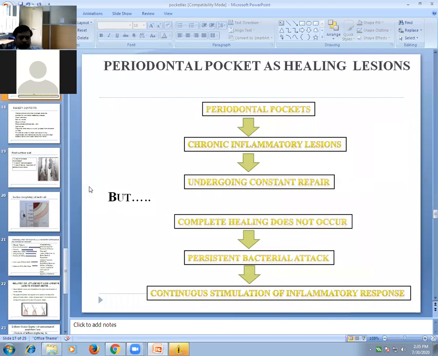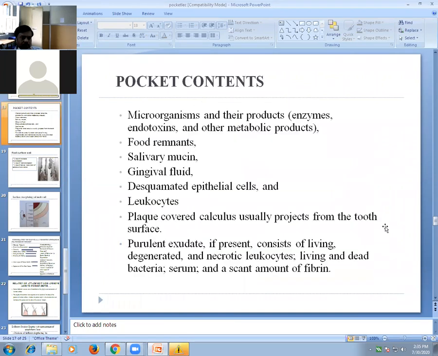So why do we call the periodontal pocket a healing lesion? Because periodontal pockets are chronic inflammatory lesions, they undergo constant repair. So complete healing does not occur. There will be persistent bacterial attack and continuous stimulation of the inflammatory response. Again healing and again inflammatory response. So that's why we call the periodontal pocket a healing lesion.